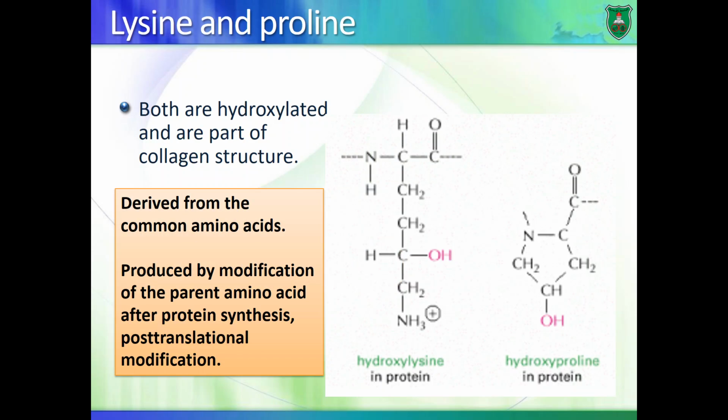Now, lysine and proline. Lysine is the positively charged amino acid. Proline is this rigid amino acid. Both of them can be modified by hydroxylation, so you can have hydroxylysine and you can have hydroxyproline. And these two amino acids, when hydroxylated, are important components of the collagen structure. We'll talk about collagen later on as well.